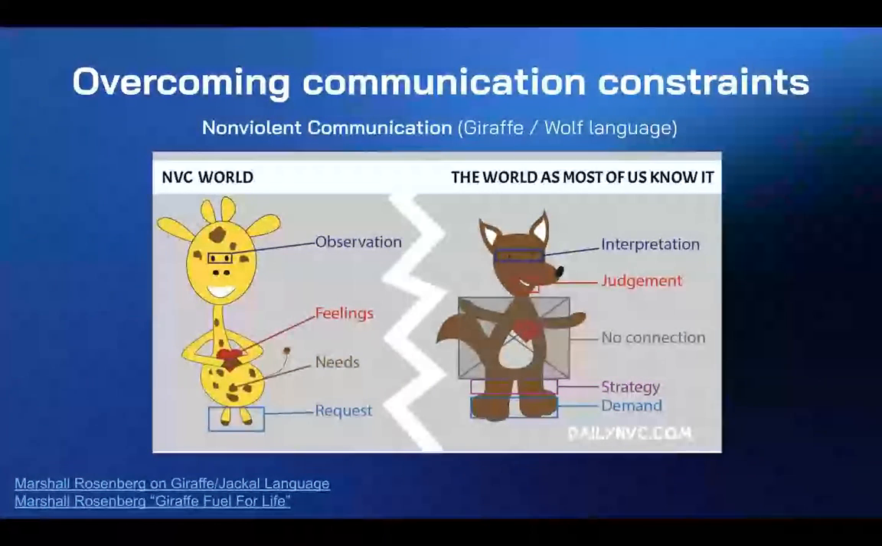And sometimes conflicts are caused because communication constraints appear. Regularly, we can see people talking with judgments, making interpretations of the situations, saying maybe that they know why the other person did something, and all that can also reflect a strategy, and also, instead of making a request, demanding things.